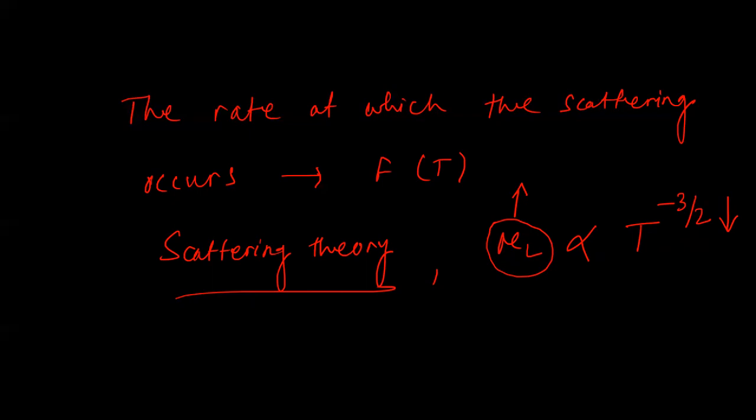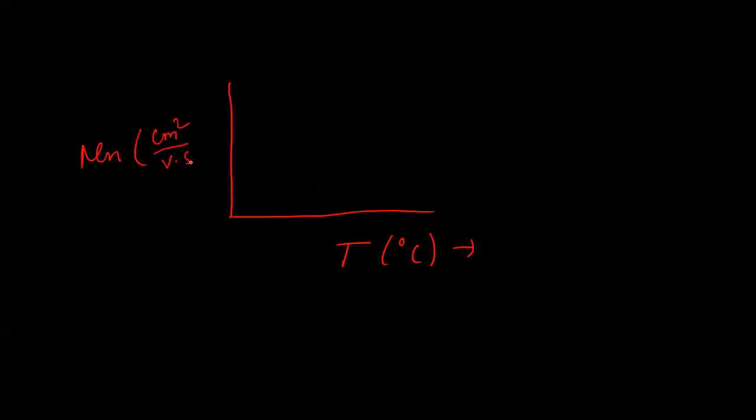Now there is an experimental graph that can be taken into consideration. If you take temperature in degrees Celsius here, and then the mobility of electrons, the unit of which we have already discussed in one of the videos, centimeter squared per volt second, you can plot different values of mobility, and for different doping profiles, the graph looks a little linear, and then like this.